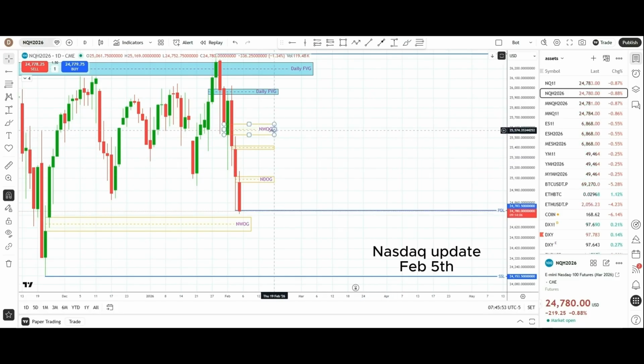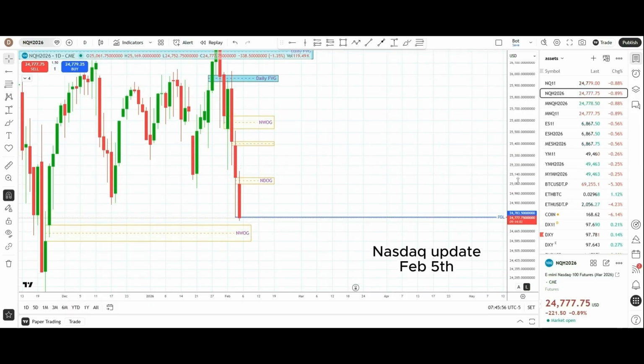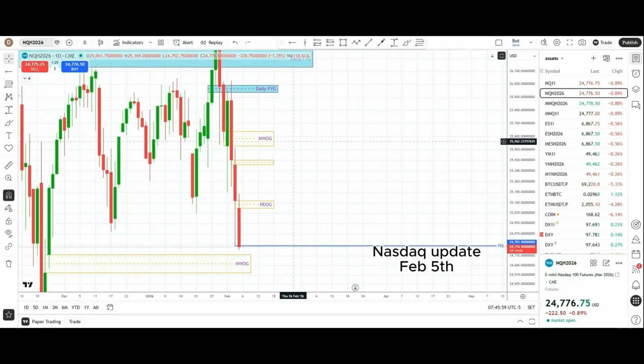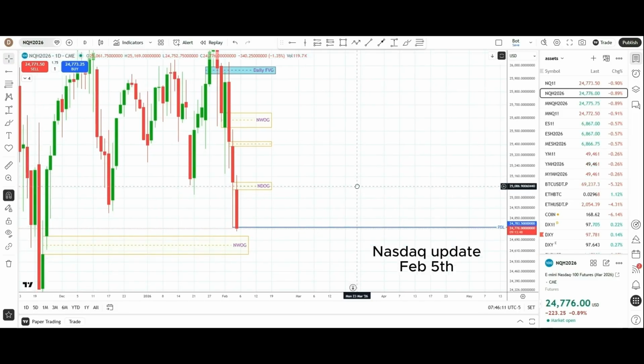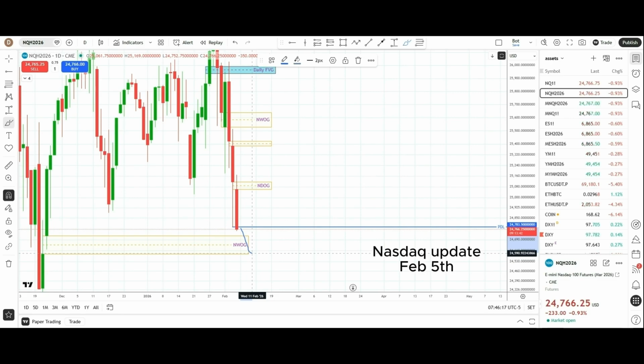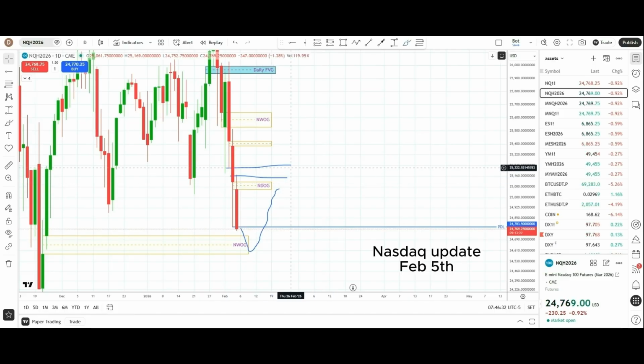Obviously, yes, because as you can see here, we have a bunch of imbalances which were untapped. This new week opening gap up here from last week, and also a couple of new day opening gaps or volume imbalances, whatever you want to call them. So I would expect wherever the price will stop, the reversal will try to seek these imbalances. Of course, we do have a fair value gap over here, so we do have scope for a bounce on a Friday.